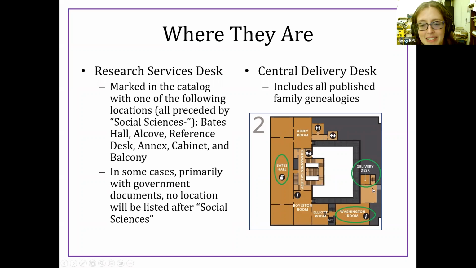Another place you're going to want to find some of the things we're going to be talking about is the delivery desk. The delivery desk is just right across the lobby from the Washington room. What you're going to be looking for there are pretty much all of our published family genealogies. We're going to be taking a look at an example of one of those in a little bit. There are a lot of things that we have there, mostly because we just don't have room. This section here is all the room we have for things that we can put out in the public areas. Everything else is in a closed stack area. We just plain do not have the space for it.